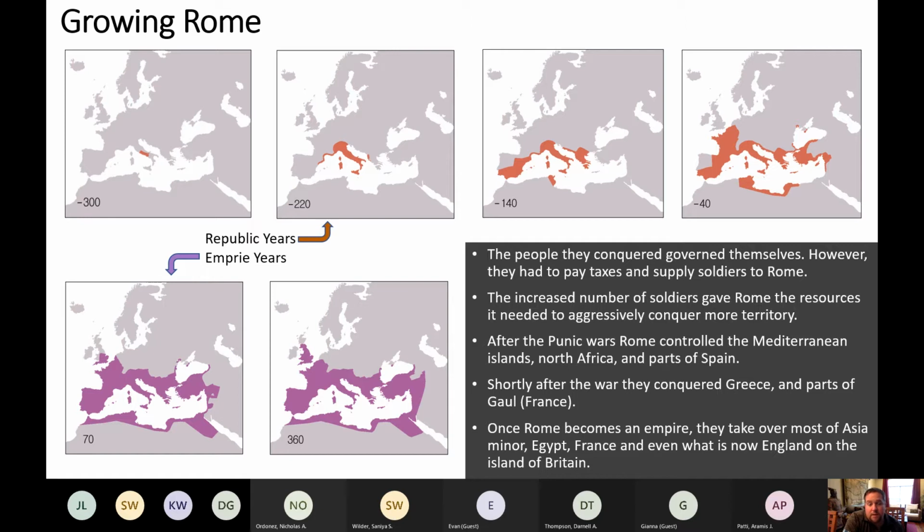Once Rome becomes an empire, they take over most of Asia Minor, Egypt, France, and even what is now England on the island of Britain. So you can just see how much their territory really grows, becomes huge. It really becomes not that different than the territory of the United States today.